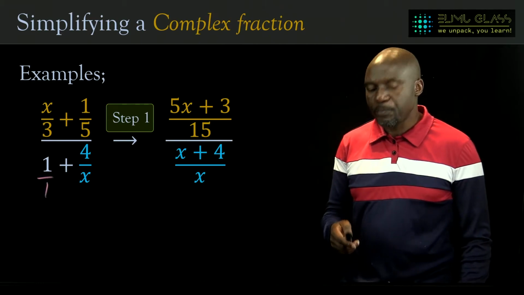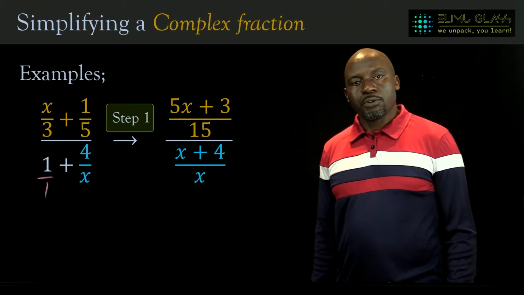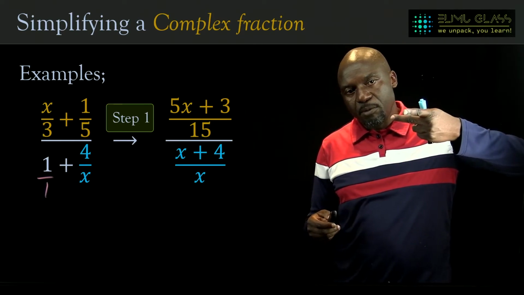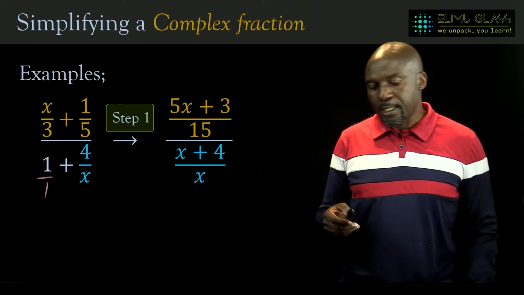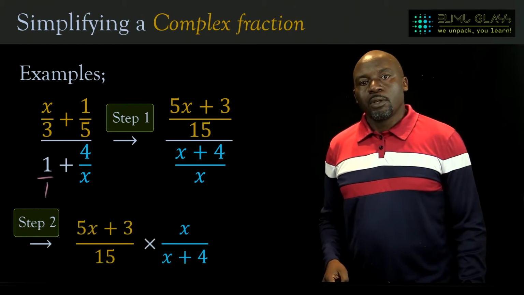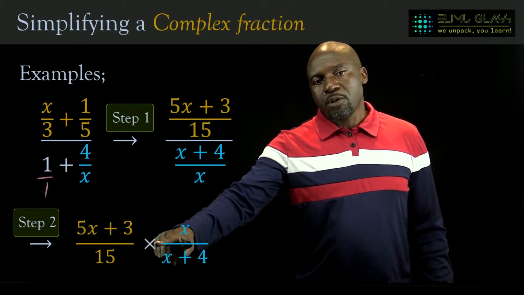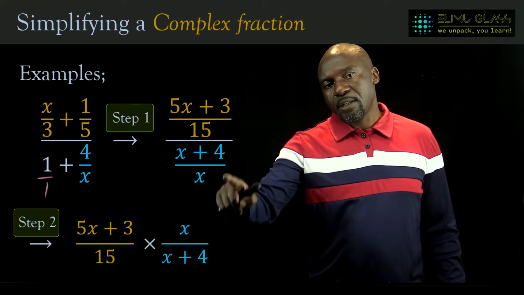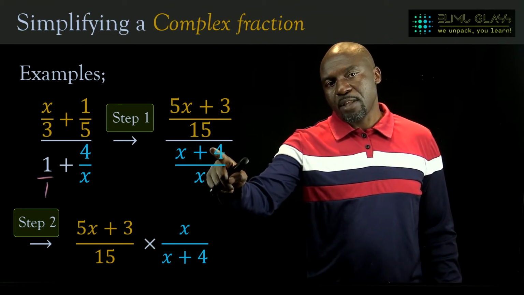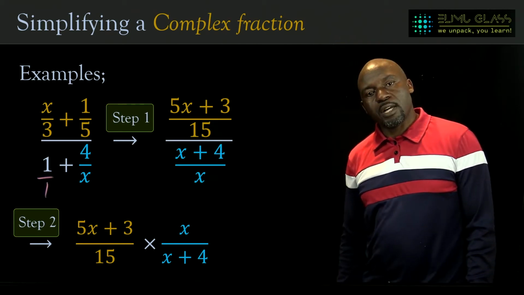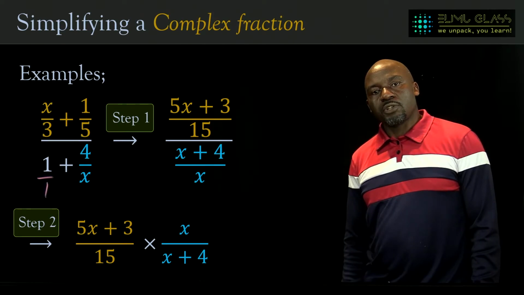That's the first step. The second step is, of course, to take the numerator and multiply by the reciprocal of the denominator. So the denominator flipped like that. So we have our numerator there. We are multiplying by the flipped denominator. So if we flip, then x is going to be at the top and x plus 4 is going to be at the bottom, like that. And then the rest of it is simply just to simplify.